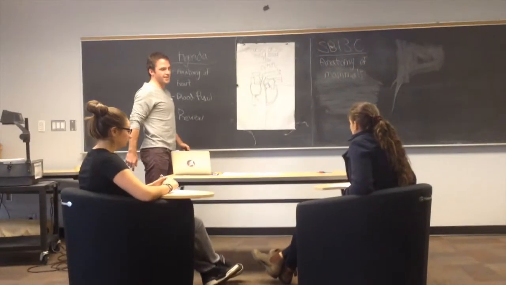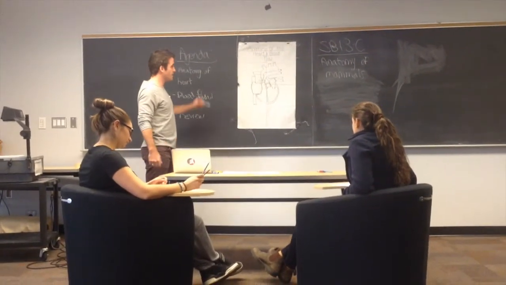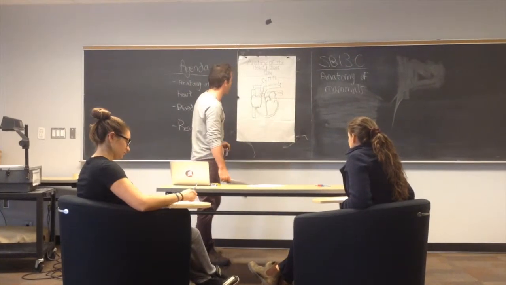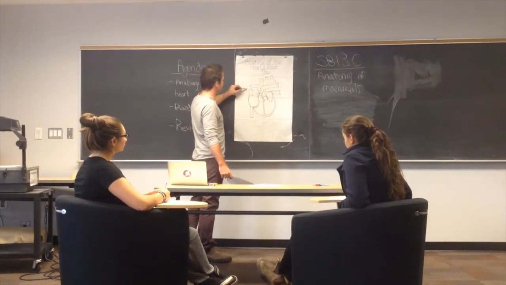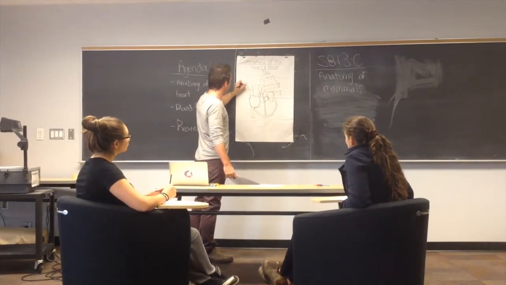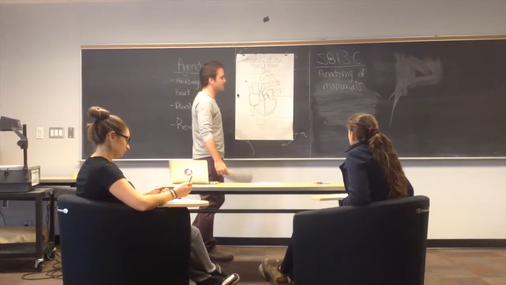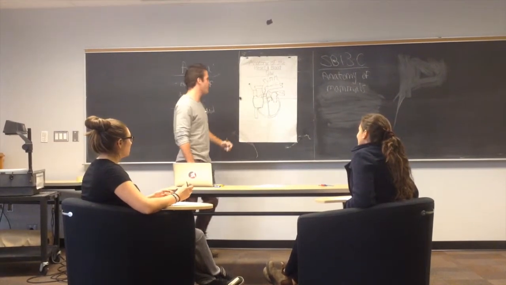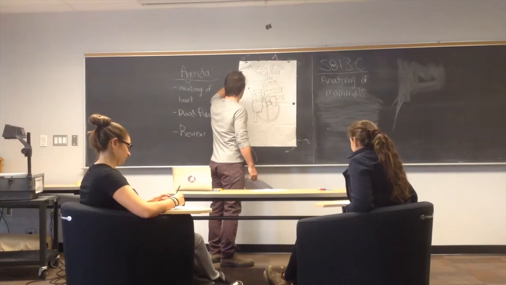So, on your sheet there, you're going to follow along. We're going to go through the anatomy of the heart and then the blood flow. So we're going to start off with these two blood vessels here. And this one up here, can anyone guess what that is? Superior vena cava. And what does that do?